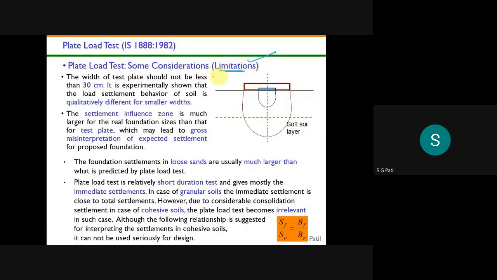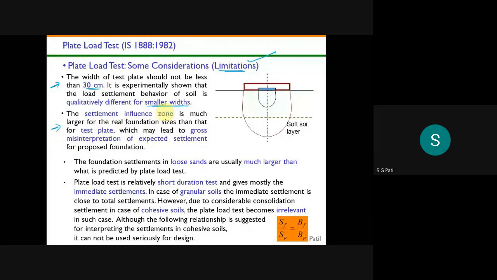So the first limitation is that the width of a test plate should not be less than 30 centimeter. Whatever steel plate we use should not be less than 30 centimeter, because it is experimentally shown that the load settlement behavior of the soil is qualitatively different for smaller widths. If you keep on reducing it, whatever results we get are dependent on the width of your steel plate. So the minimum width of the plate should be 30 centimeter. You can't use less than that. That is one limitation. What is the second limitation?